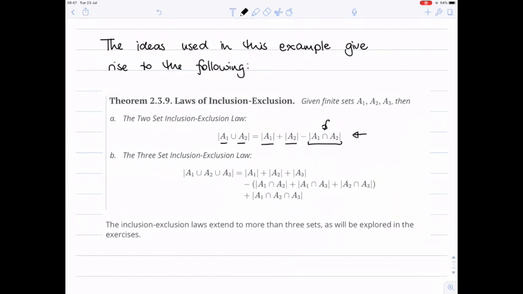We can actually extend the inclusion-exclusion law to 3 sets. And we're going to have a look at that in the next example, but here's the rule. As usual, we start by adding together the sizes of the sets, but then we need to subtract off various intersections, but it's going to turn out that actually we need to add some back in because we'll have subtracted off too much. So we'll have a look at that in the next example.